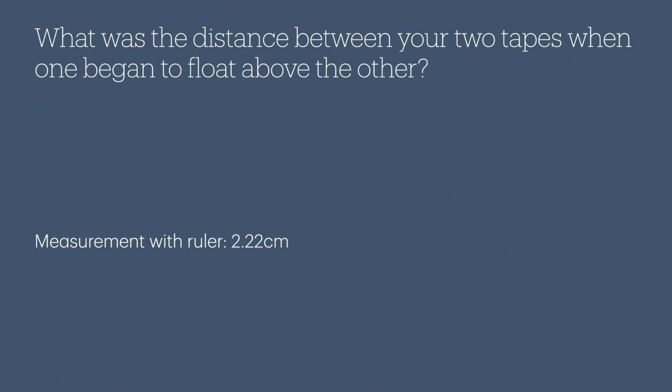The distance between the two tapes when one begins to float above the other is 2.22 centimeters, measured by the ruler. The reason one begins to float above the other is that both tapes are charged with the same sign, and they're both positive, so they repel each other. When the bottom tape reaches a close distance to the top tape, they repel each other, and the tape above overcomes gravity and starts floating.